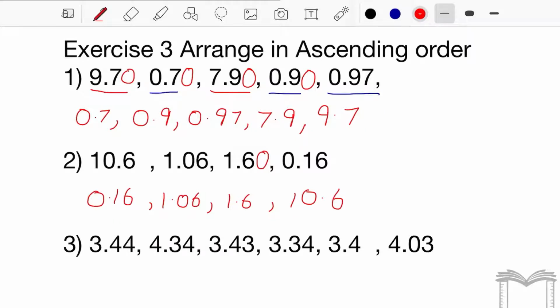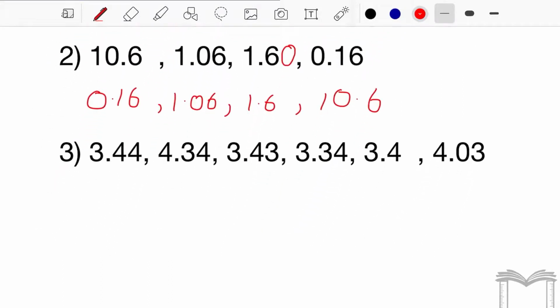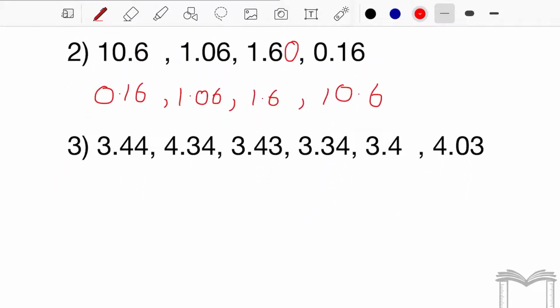Number 3. So here we have 1, 2, 3, 4, 5, 6 numbers. All of them have whole numbers. So we will extract the ones that have 3 as the whole number first. So 3 here, 3 here, and 3 here. So we know that these will be smaller than the ones with the 4 as the whole number.